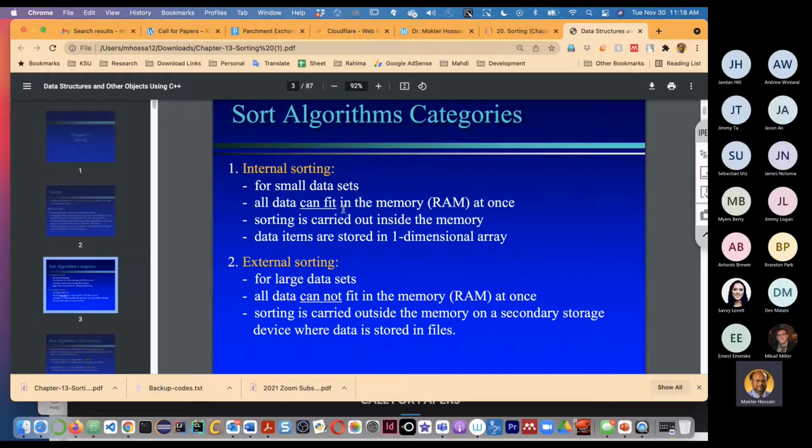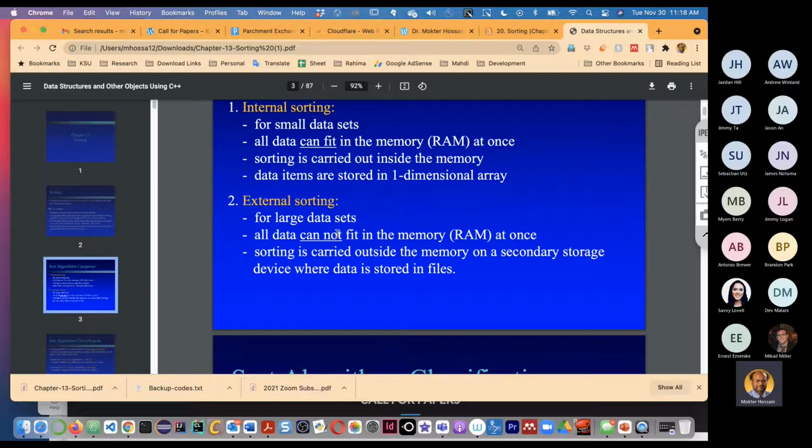So an internal sorting process does not take extra memory. That is the main thing. And external sorting is used mainly for large data sets. A large data set cannot fit in computer memory or whatever placeholder you have. If you cannot fit all of your data in one place, and you need extra memory storage in order to execute your sorting process, that is called external sorting.